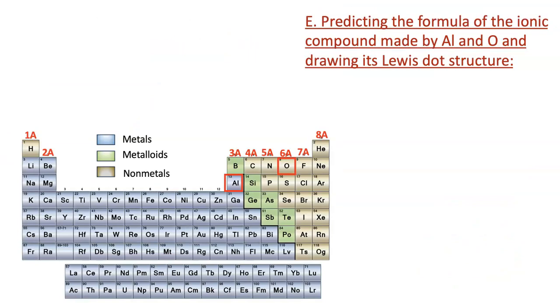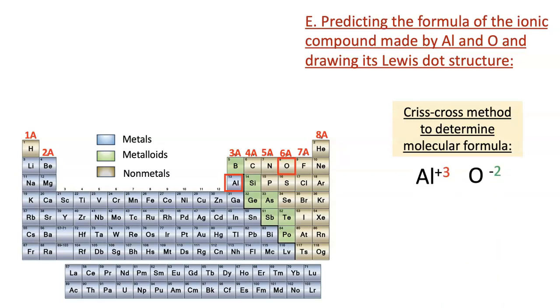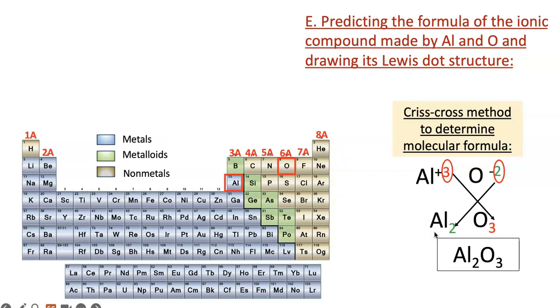Now let's look at predicting the formula of aluminum and oxygen. Pause this video and try to do it on your own, the way we did the other two. Okay, so here's the crisscross formula. Aluminum is in group 3, so we write 3 plus, and oxygen is in group 6A. It needs 2 electrons, so its charge is 2 minus. We give the 2 of oxygen to aluminum and the 3 of aluminum to oxygen. So we need 2 aluminum atoms combining with 3 oxygen atoms, and the formula is Al2O3.